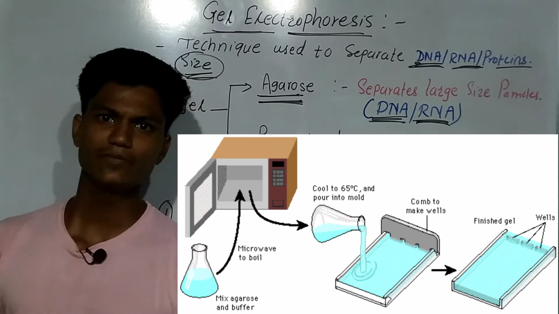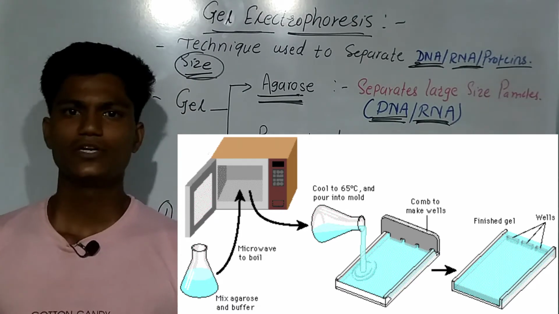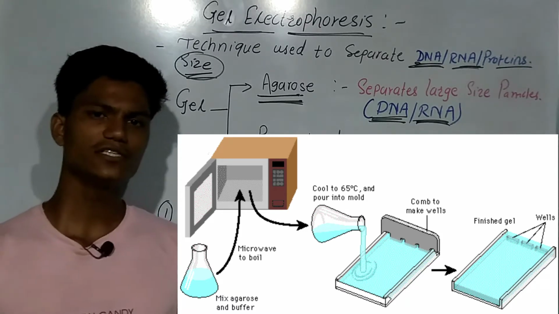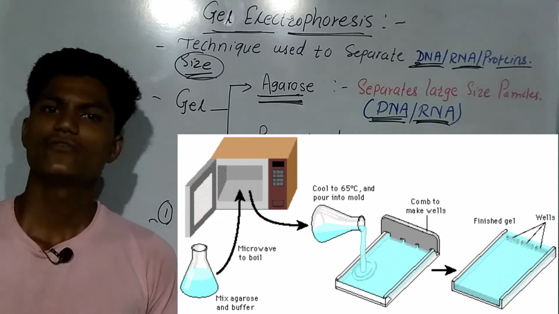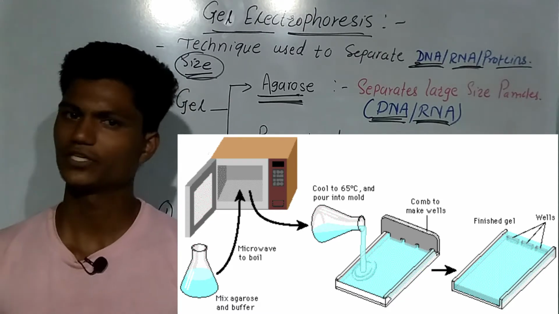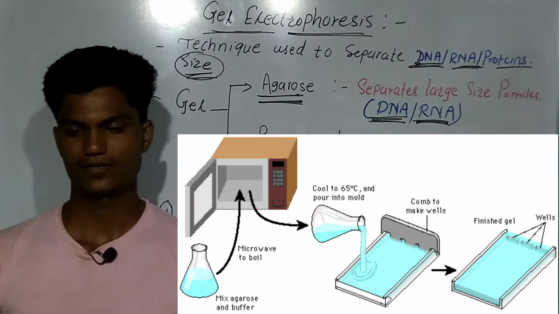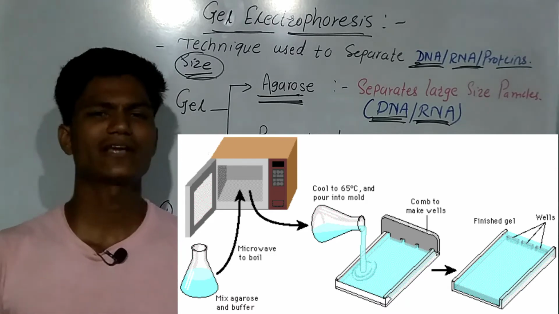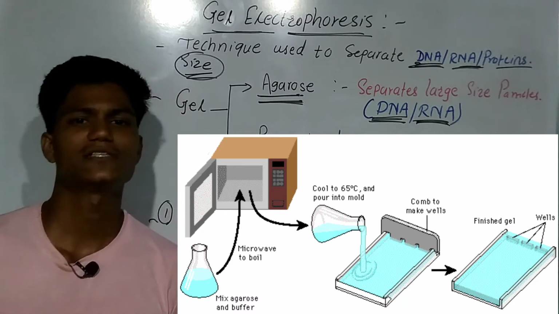After 2 to 3 minutes we remove the mixture from the microwave and cool it to about 60 to 65 degrees Celsius. After cooling, we pour this agarose solution into the tray known as the gel casting tray. The gel casting tray is a simple kind of tray, and at one end of this tray a comb is attached.